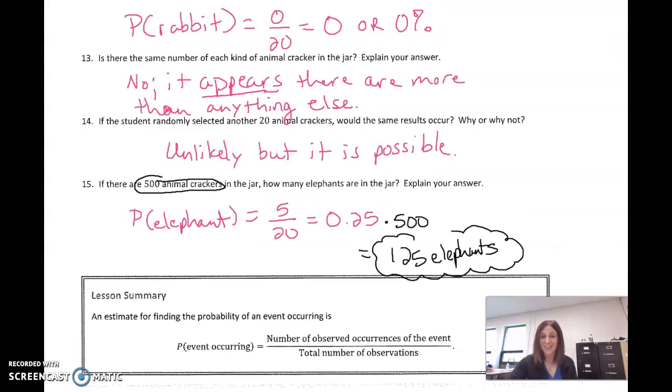So this is kind of like what we were doing with percents, right? We changed 25% into 0.25. Then we'd multiply it by the total, the of part. This is saying 25% of 500. So the probability of an event occurring is going to be how many times it happens, the event we want to happen, out of the total. So the data we collect, we can use to create probabilities to make predictions about the future.